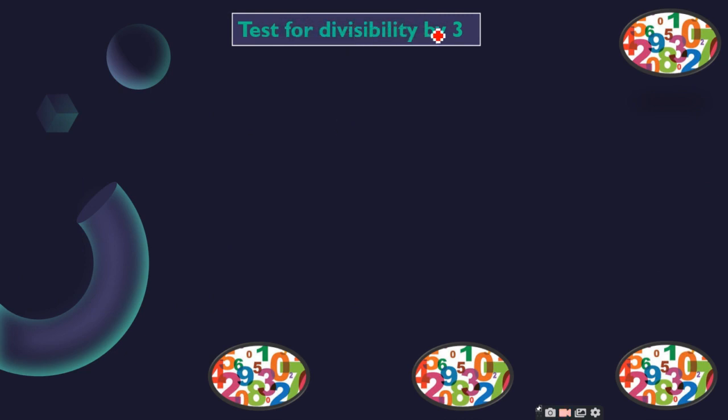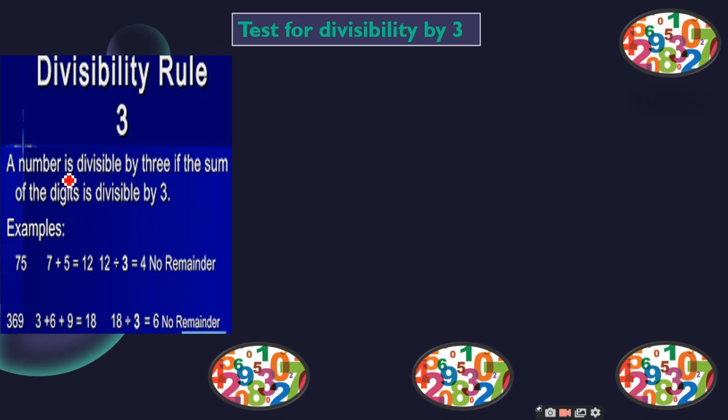Now let's learn the divisibility by 3. According to the rule, a number is divisible by 3 if the sum of the digits is divisible by 3. For example, 75. In 75, how many digits do we have? We have two digits, 7 and 5. Let's take the sum of these digits. 7 plus 5 is equal to 12. And 12 is divisible by 3. So 75 is also divisible by 3.